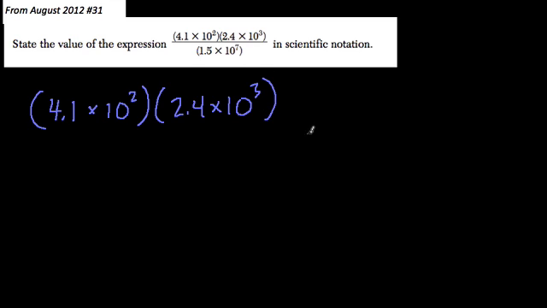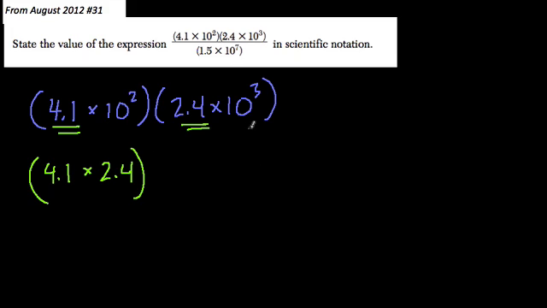Here we're multiplying the numerator, right? It's 4.1 times 10 to the second times 2.4 times 10 to the third. So I'm going to just look at this numerator for a moment. And I'm multiplying everything, so I can rearrange, right? When you're multiplying, you can rearrange and regroup your terms. So I'm going to multiply these two numbers, 4.1 times 2.4. I'm going to figure that product out.